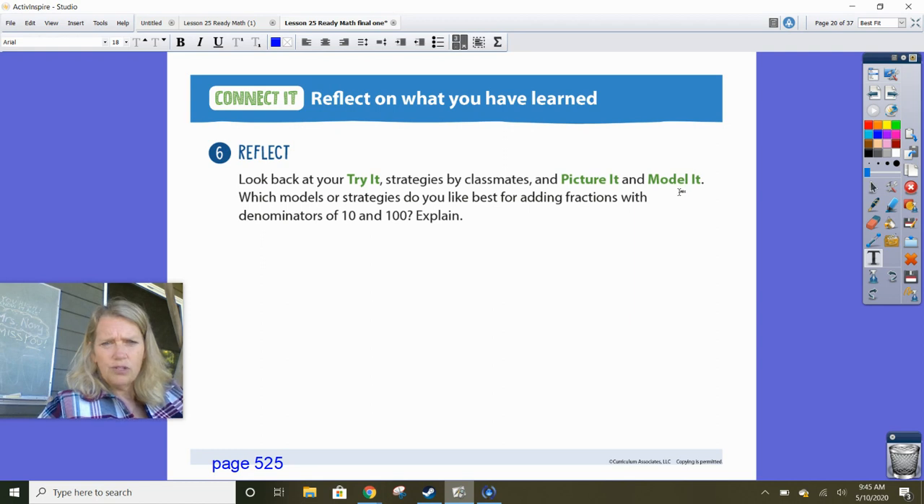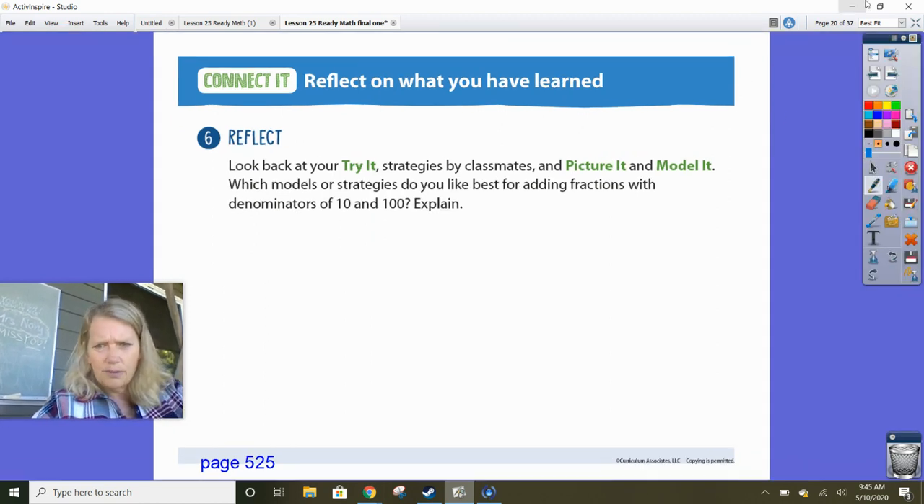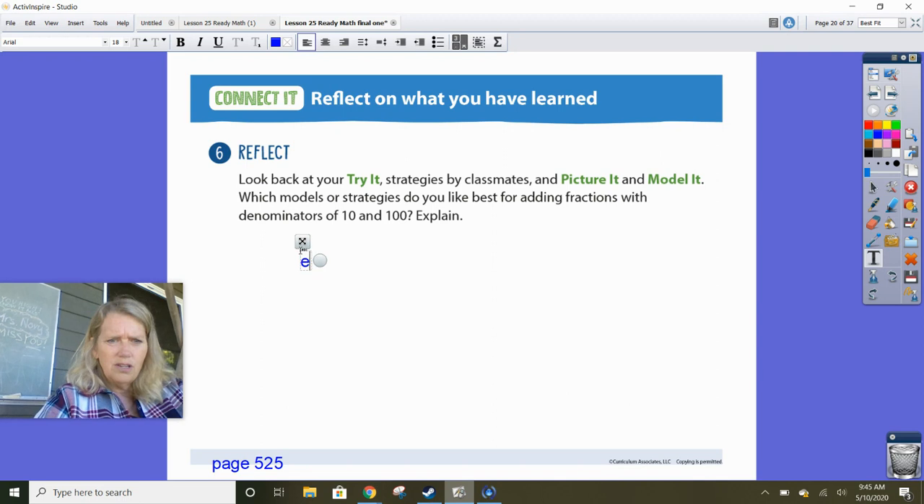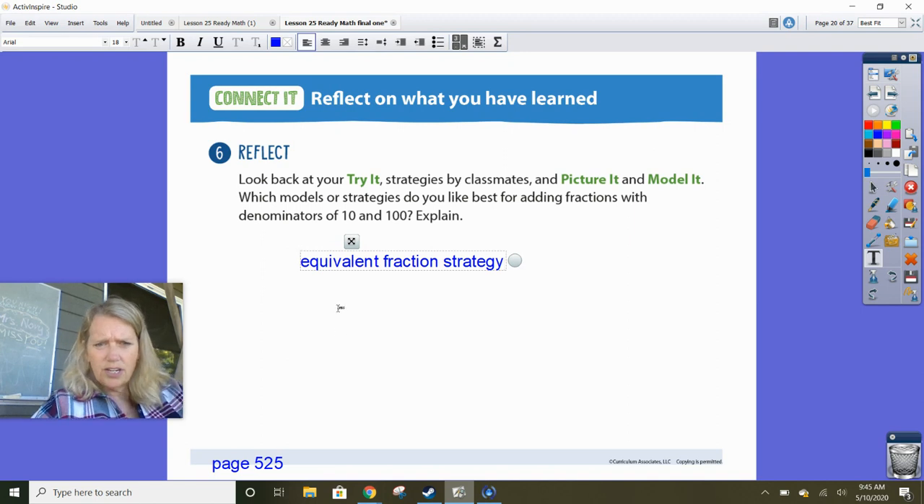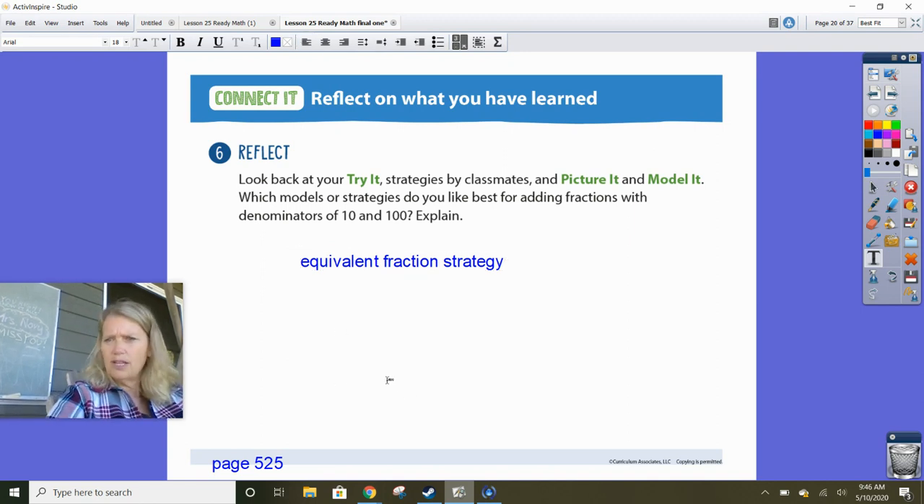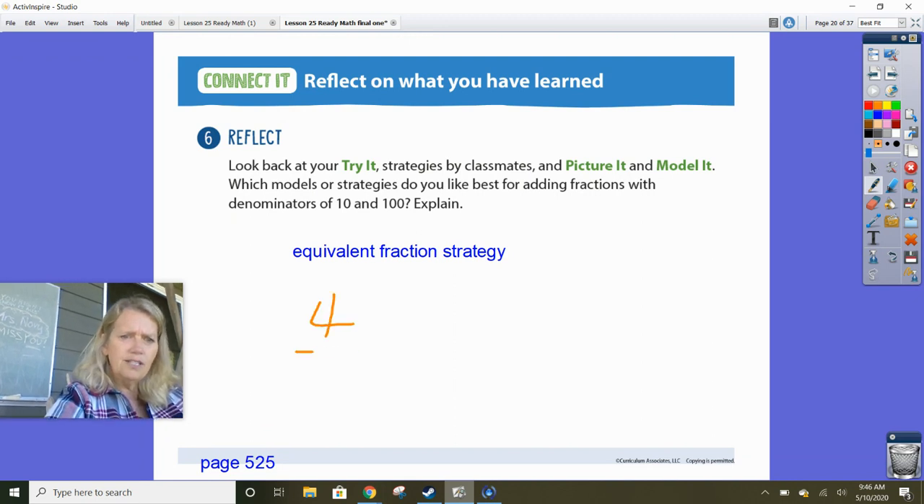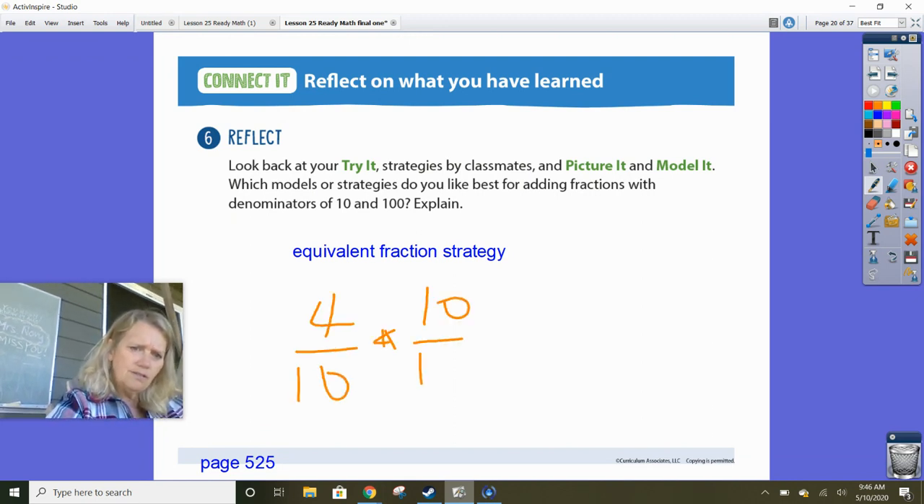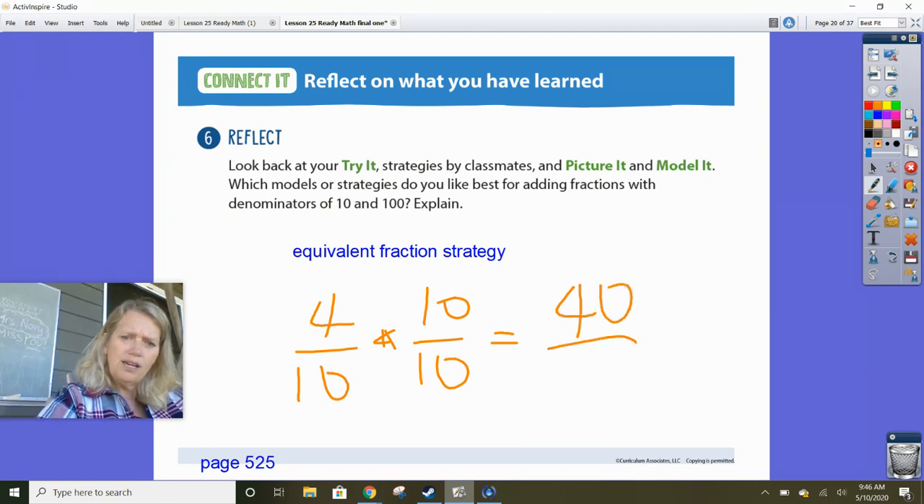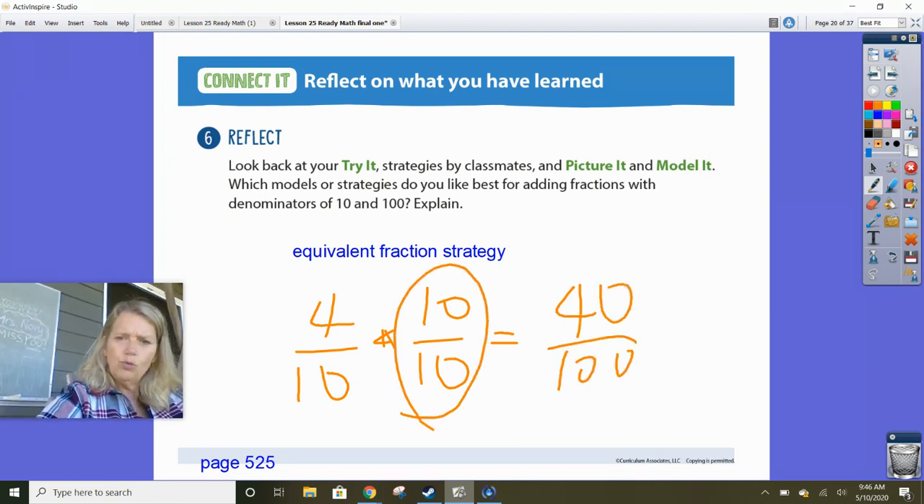Model it using the dimes or the pictures of the tenths and hundredths, or the equivalent fraction strategy. I probably prefer the equivalent fraction strategy because it's pretty fast. So I guess I would explain with text first. The equivalent fraction strategy is a great strategy of just multiplying by 1. Okay, so that's what we did. You're going to put your example, 4/10 times 10 over 10. So that great strategy of multiplying by 1, depending on what you want it to go to.